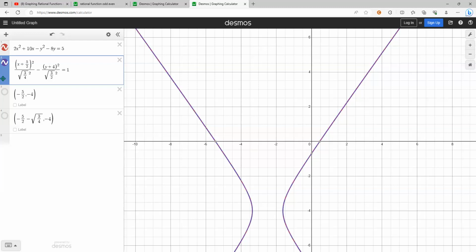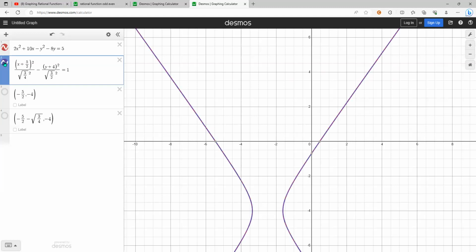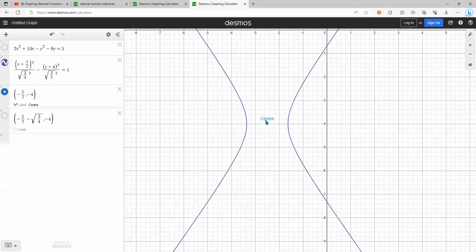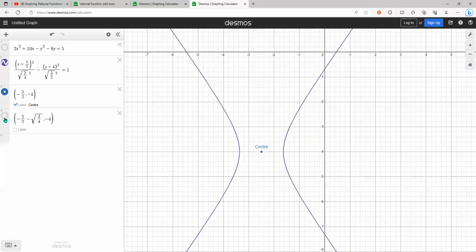Equals to 1. Notice that the purple graph is exactly the same as the red graph. Yep. Okay, because they are equivalent. Good. Then where is (-5/2, -4)? This is the center. Can you see the center? Okay, good. And then how about this point here?